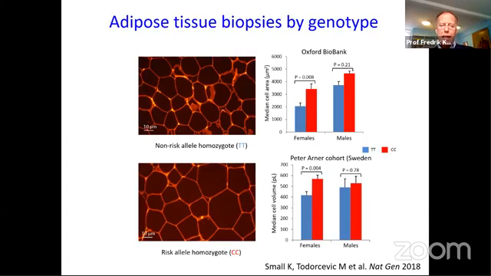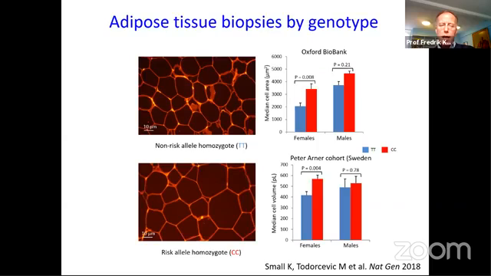We also looked at the adipocyte cell size according to genotype. In the Oxford Biobank, we have the capability of recalling people according to genotype. So we recalled people who are homozygous carriers for the non-risk allele, the T variant of KLF14, and you see here that in women you have a very substantial effect on average adipocyte size compared with the CC variant, which is the diabetes risk variant.